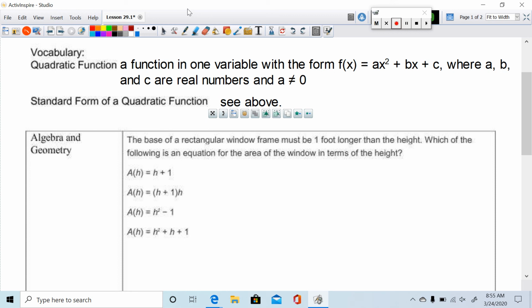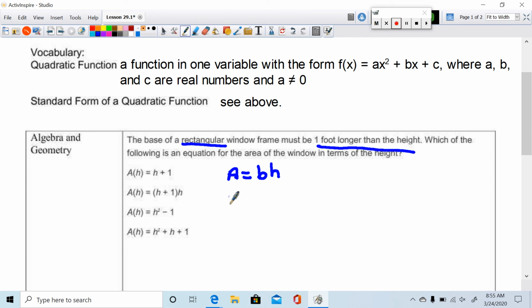The first example: the base of a rectangular window frame must be 1 foot longer than the height. Which of the following is an equation for the area of the window in terms of height? Okay, first of all, it is a rectangle, and the area of a rectangle is base times height. The base is 1 foot longer than the height.